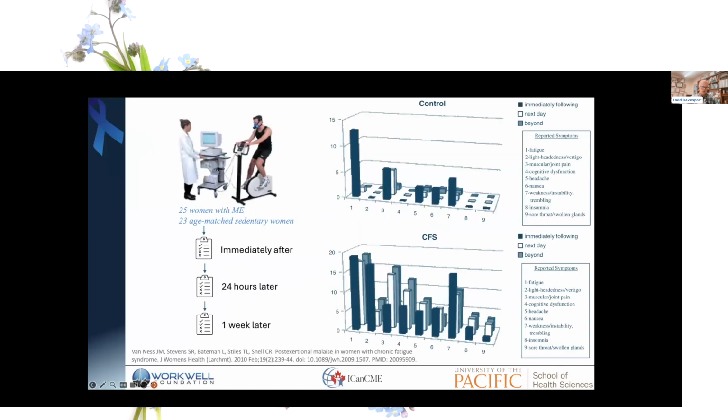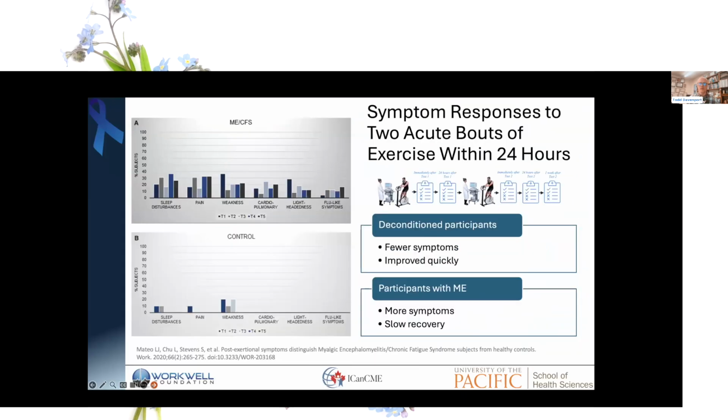So very early work done by the Workwell folks, Dr. Mark Van Ness, Dr. Chris Snow, Ms. Stacy Stevens, identified a completely different post-exertional symptom profile in people with ME compared to people who are sedentary. You can just sort of see qualitatively that this is a very different experience. Lots of unusual signs and symptoms that are not present in people who are sedentary, in people with ME, and so forth. Same thing in response to 2 acute bouts of exercise within 24 hours.